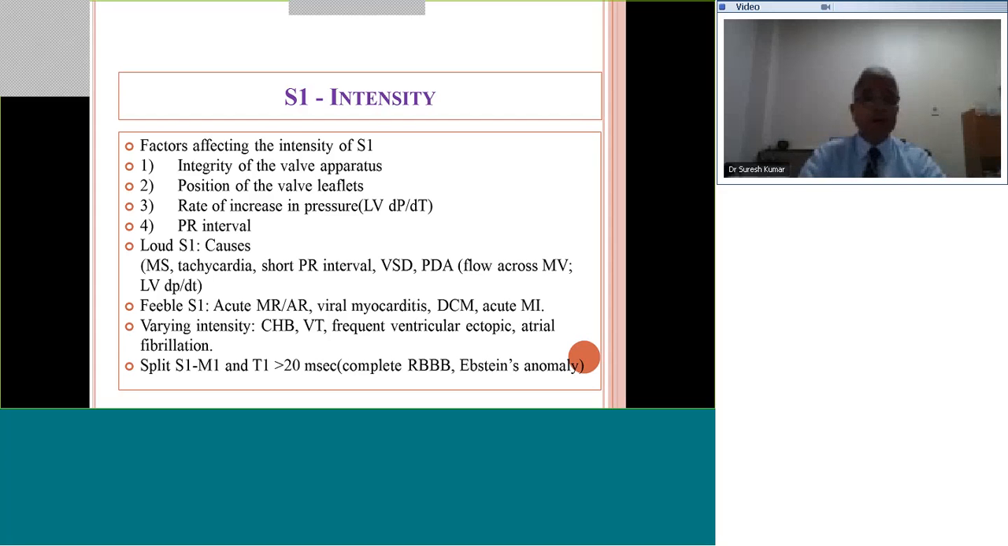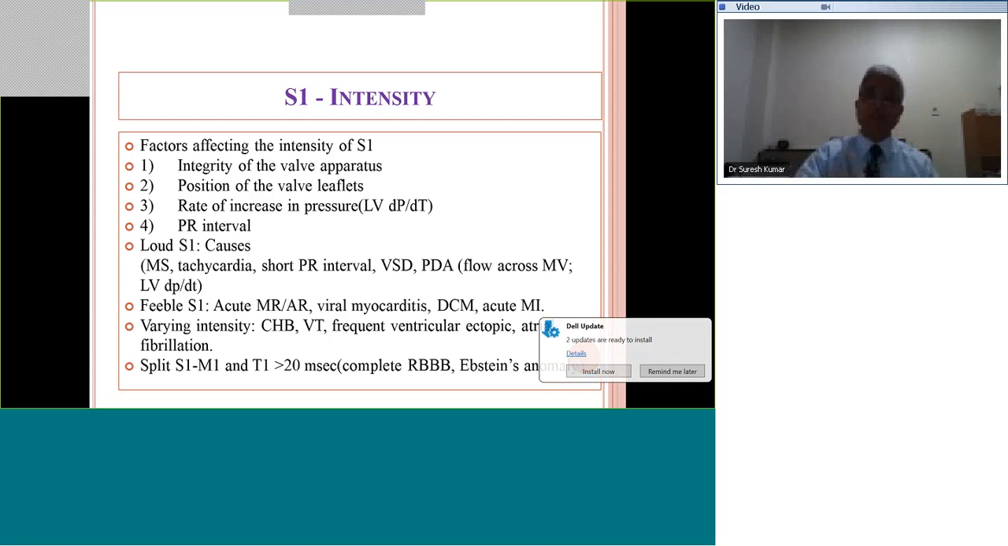In acute MR or AR, what happens is the LV-EDP keeps the AV valve leaflets near the closed position, so that with the onset of systole, the contraction pushes it closed only along a short distance. In viral myocarditis, dilated cardiomyopathy, acute MI, in all these instances, the rate of rise of pressure is affected. And there is varying intensity in complete heart block for obvious reasons.